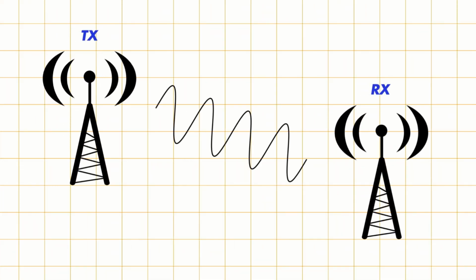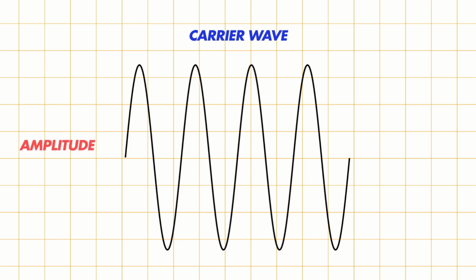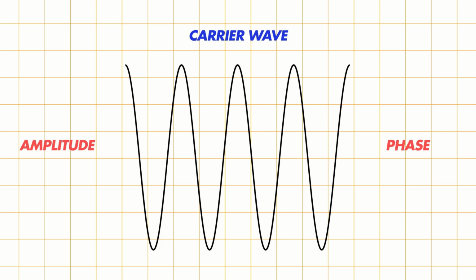Let's begin. To transmit data wirelessly, we rely on electromagnetic waves, which can be pictured as simple sine signals. But a pure sine on its own carries no information. To embed data, we need to shape the wave. The two key properties we can modify are its amplitude, that's the height or power of the wave, and phase, its position in the cycle.